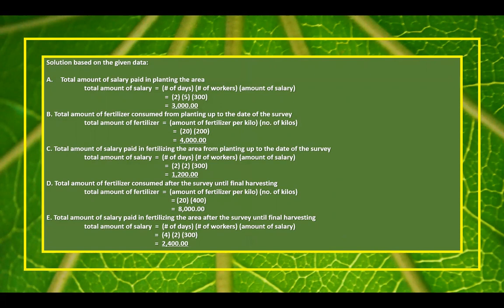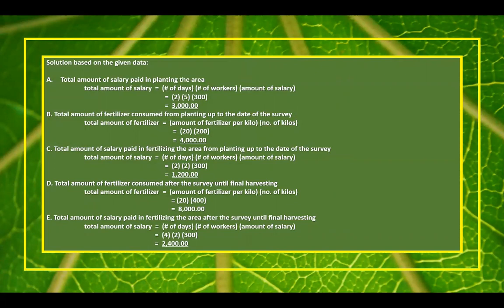Then letter D, the total amount of fertilizer consumed after the survey until final harvesting. So the formula is total amount of fertilizer is equal to the amount of fertilizer per kilo times the number of kilos. So substitute that. 20 is the amount of fertilizer per kilo and 400 the number of kilos. So we multiply 20 times 400, that is 8,000.